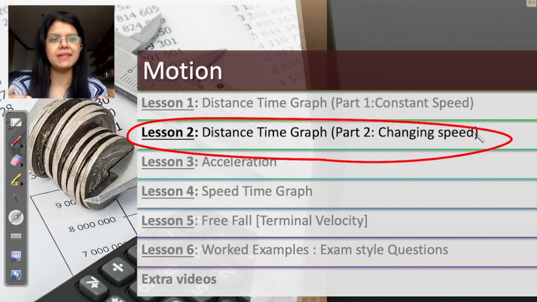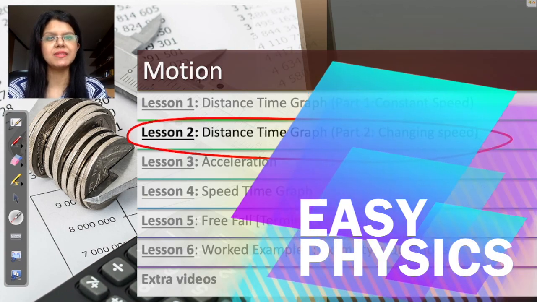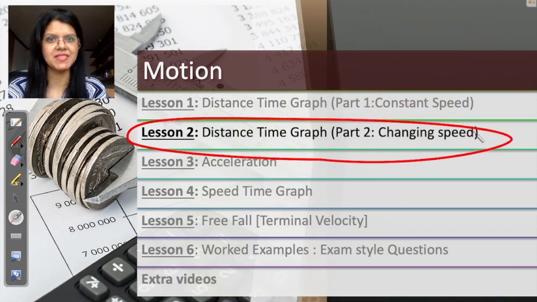Increasing speed, decreasing speed, how the distance time graph looks for both the scenarios, that we'll cover in the next chapter.